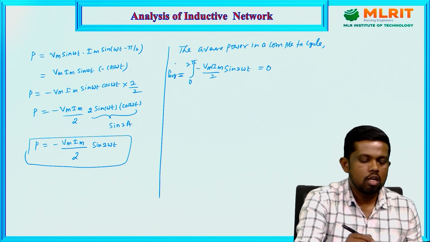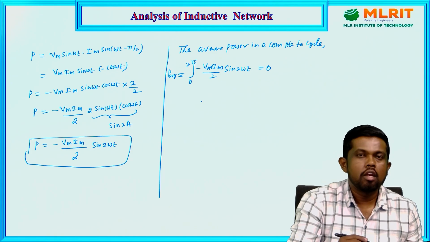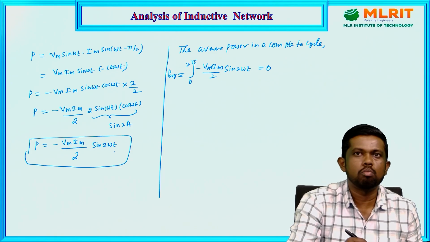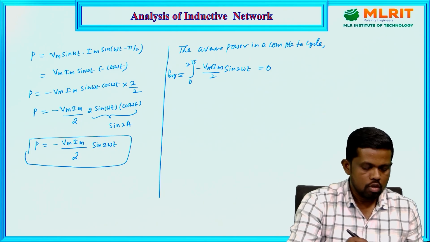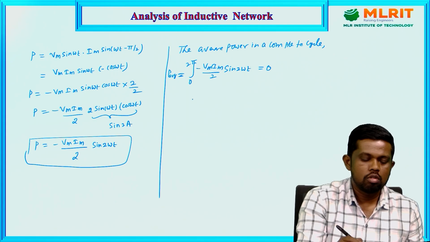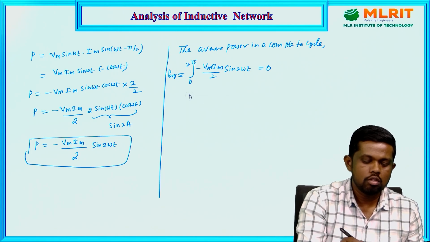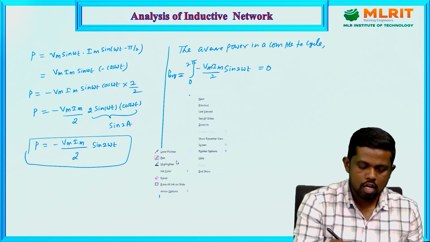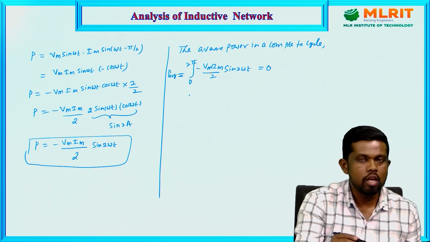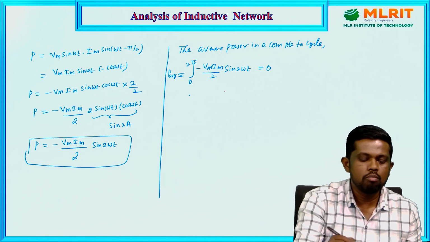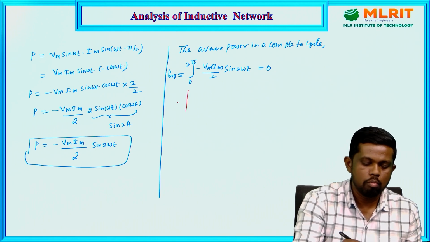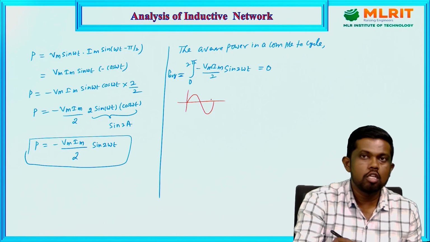Why should I say 0? The instantaneous power has only one part, which varies with respect to time, and I mean to say the instantaneous power has a sine function with double frequency. The average value of a sine function becomes 0. So the average power taken by the inductor becomes 0.